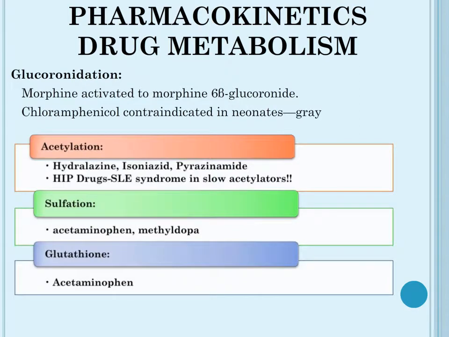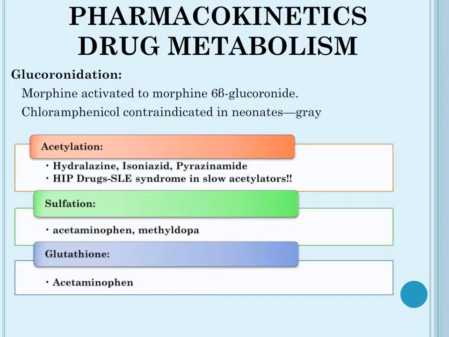Morphine, your opioid analgesic, is the only drug that is activated by phase 2 biotransformation. It actually forms two metabolites, 6-beta-glucuronide and 3-beta-glucuronide, both of which have analgesic potency. Chloramphenicol should never be given to neonates. Neonates do not have any ability to undergo glucuronidation until they reach about 2 to 3 years of age.